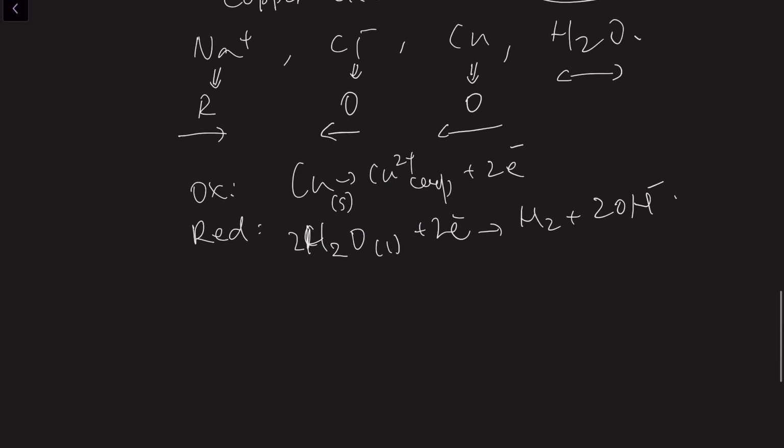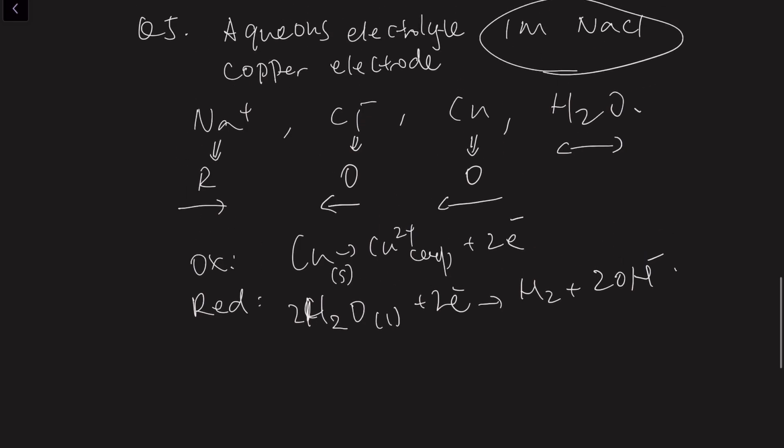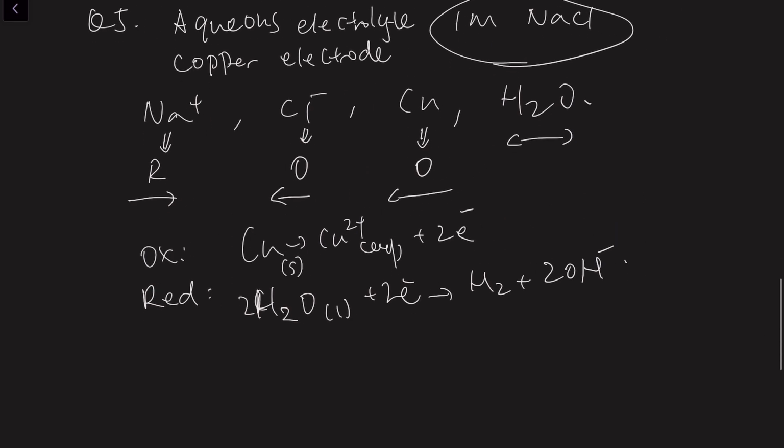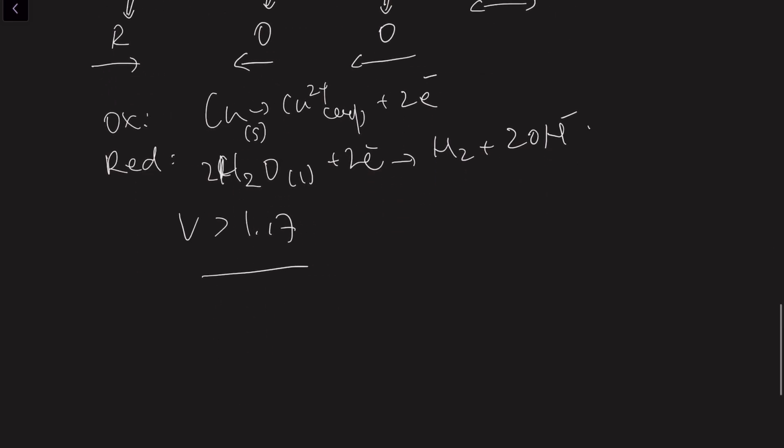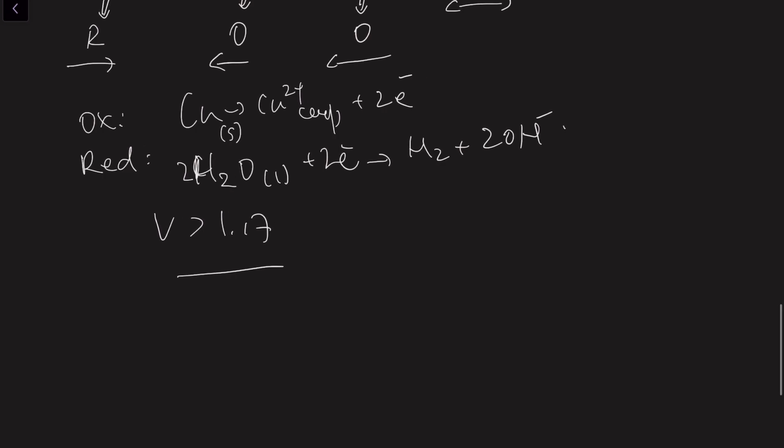So this is the reaction, and the required voltage, if you calculate it, should be greater than 1.17 volt. And it should be higher than 1.17 because we are trying to force the reaction to occur. And perhaps we write down the overall equation as well. We simply add the two equations together.